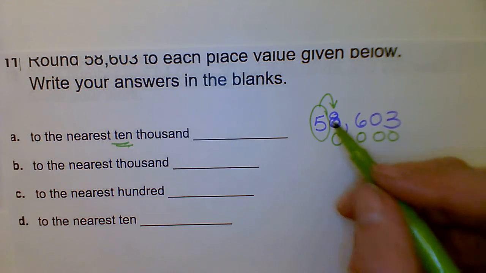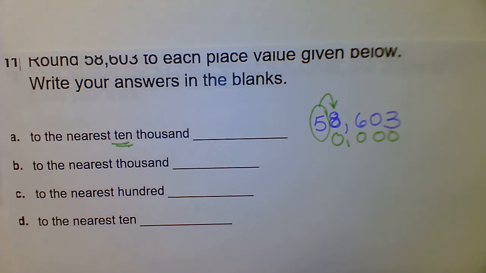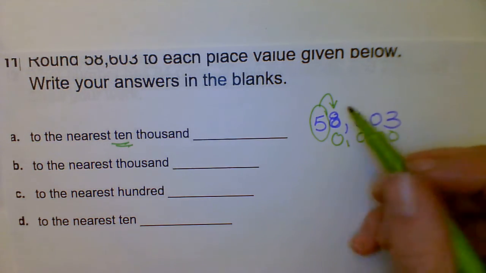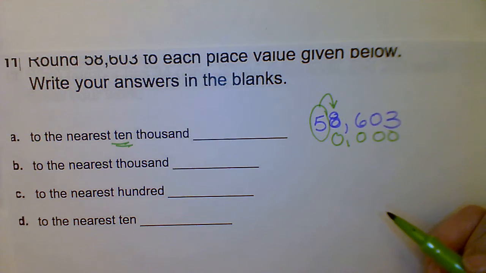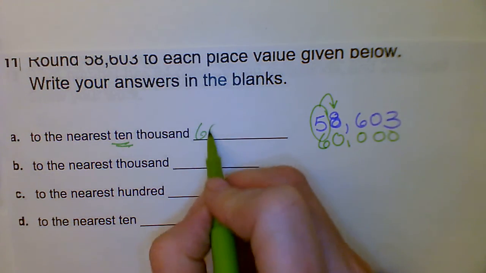5 does not know. Am I closer to 50,000 or 60,000? He has no idea. His neighbor knows. And 8 says, I am part of 5 or more. Raise the score. So 5 becomes 6. I'm going to go ahead and write that.